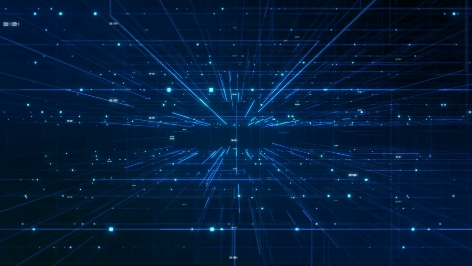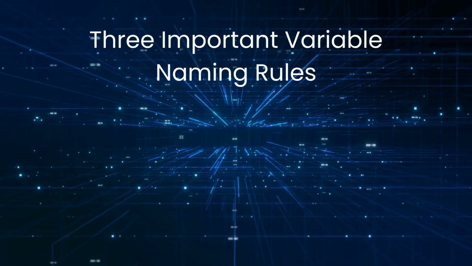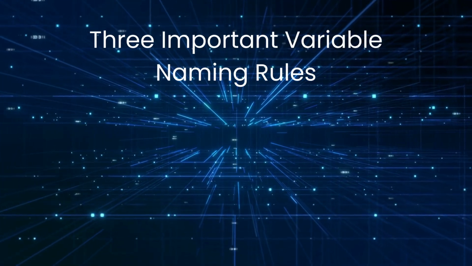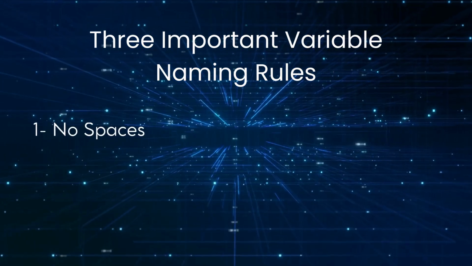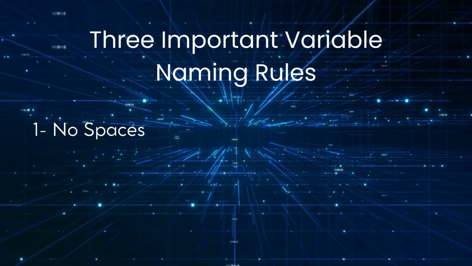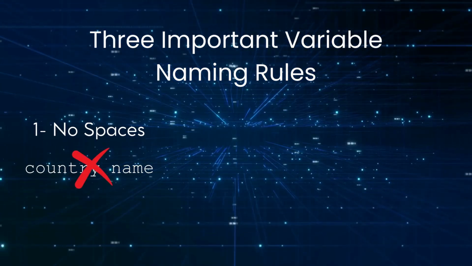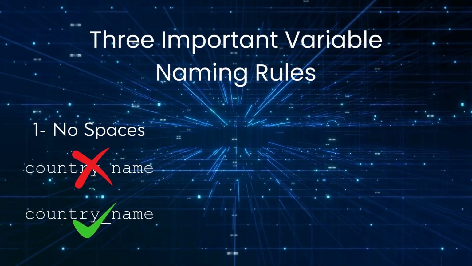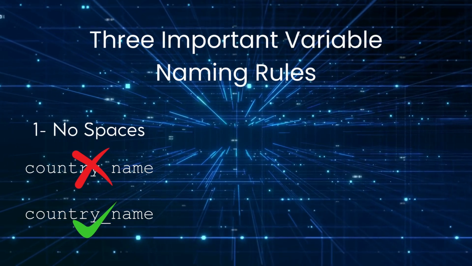Python is flexible, but you have to follow specific naming rules to prevent your program from crashing with an error. Let's look at 3 important rules. Number 1, no spaces. You cannot separate variable words with spaces. Use an underscore instead. For example, country name with a space causes an error. Country_name is the correct format. This is the snake case standard in Python.